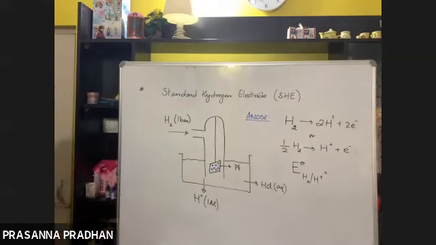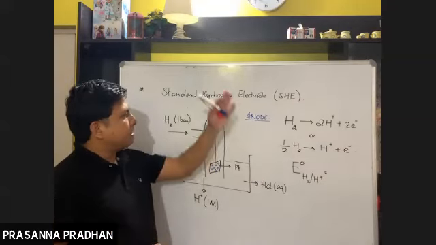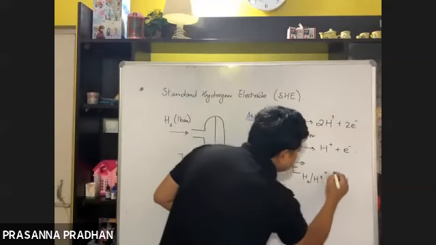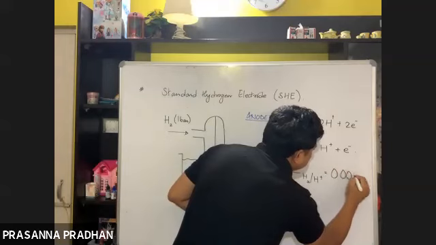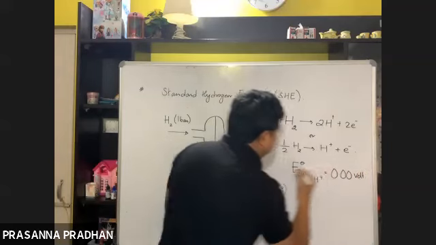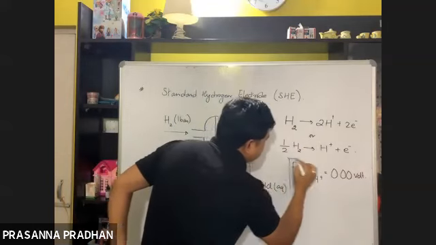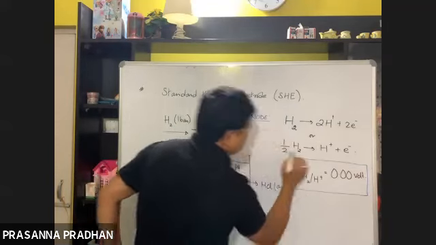And remember, it's a convention that the standard oxidation potential or reduction potential of standard hydrogen electrode is taken to be 0 volt. So what is the value of standard reduction potential of hydrogen electrode? What is the value? Very easy. It's 0 volt. It's a convention.